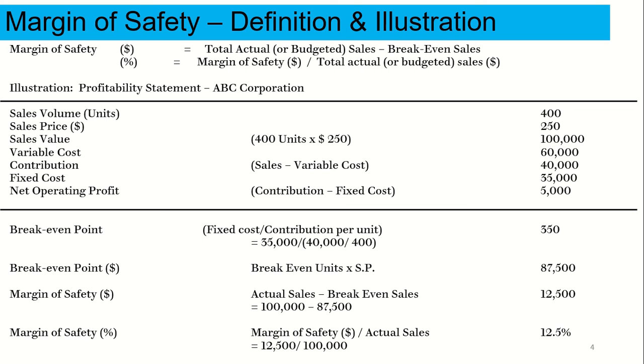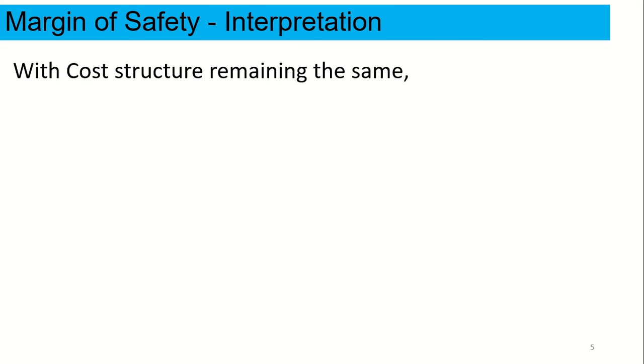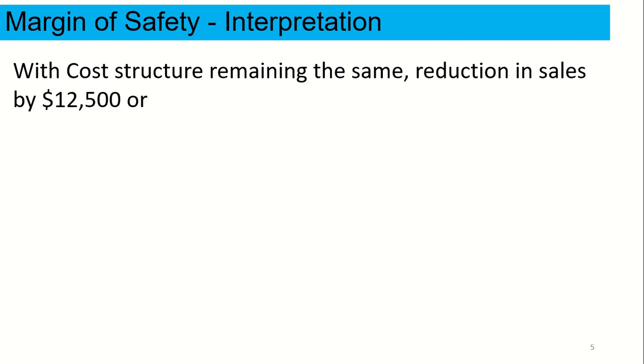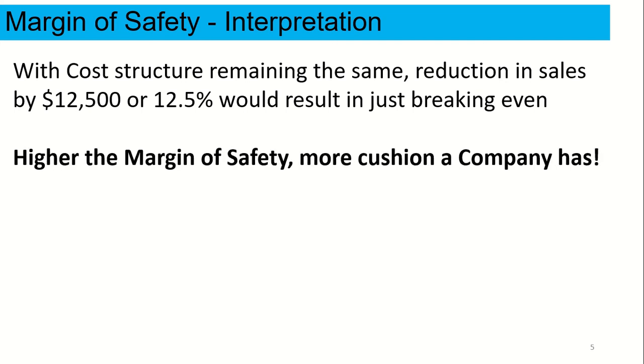So how do you interpret these numbers of $12,500 or 12.5% of margin of safety? It means that with cost structure remaining the same, reduction in sales by 12,500 or 12.5% would result in just breaking even. Higher the margin of safety for a company, more cushion a company has.